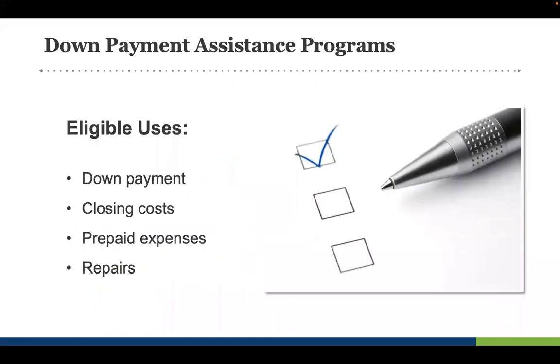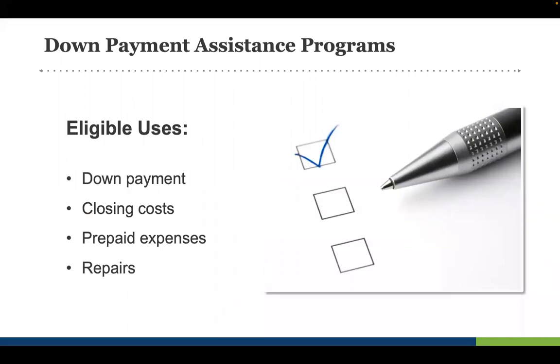So let's talk about eligible uses of these funds. Obviously, most of these programs will allow you to use the money for down payment. Some of them are uniquely closing cost grants or closing cost assistance. But some of those down payment assistance programs will also allow their funds to be used towards certain closing costs.